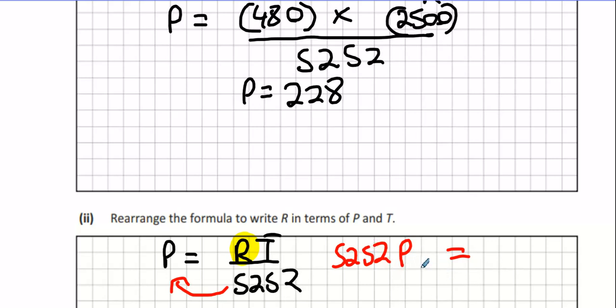Okay. What's the relationship with the T and the R? Are they being added, subtracted, or multiplied? They're being multiplied because there's nothing between them. So what happens when the T moves to the other side? It becomes division. And there is your answer. Would most of you have gotten that?